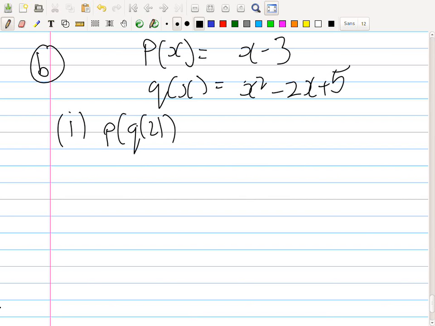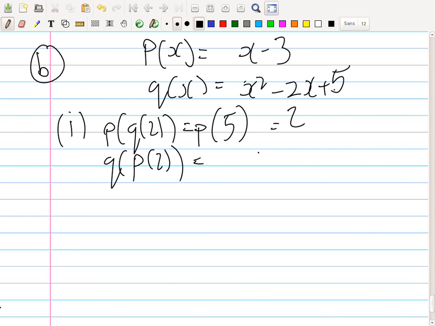So I put 2 into q. 2 squared, 4. 4 minus 4, 0. Plus 5, 5. So that's p of 5. And now I put 5 into p. 5 minus 3, 2. Now you do the other one, q of p of 2. So I put 2 into p, 2 minus 3, minus 1. And then I put minus 1 into q. Minus 1 squared is 1, plus 2 is 3, plus 5 is 8. So I just substitute them in each time.